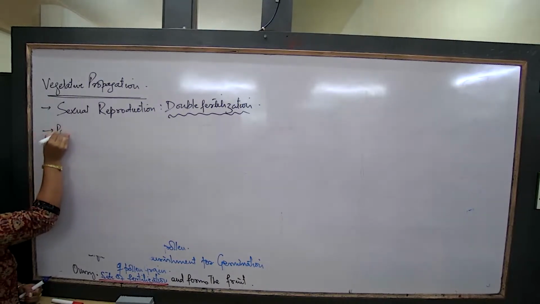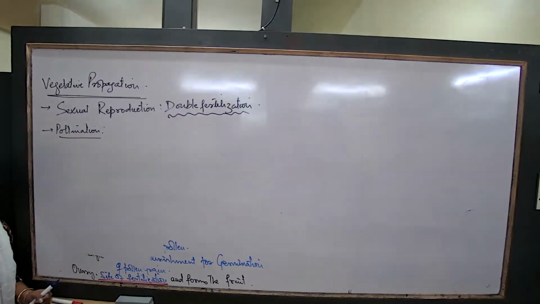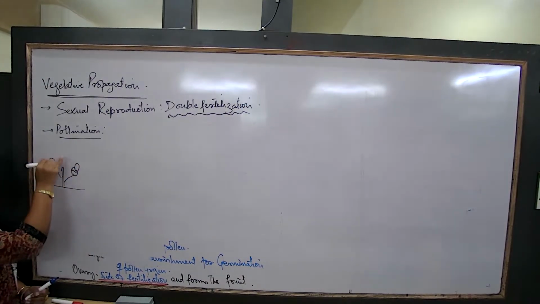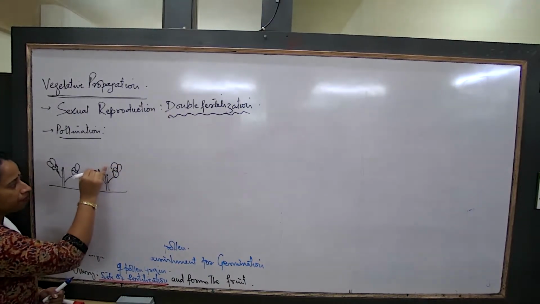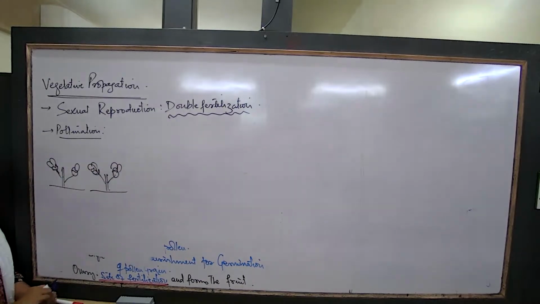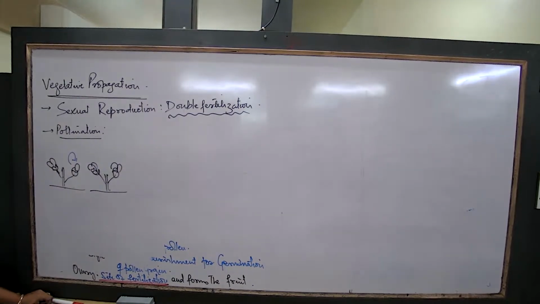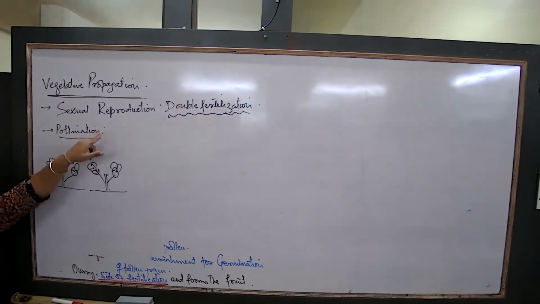So now, what is the definition of pollination and what are its types? What are its agents? When we are talking about the process of pollination, say suppose this is the process of pollination taking place in certain flowers. Now what is the definition of pollination? That's a standard definition, you write: transfer of the pollen grain from the anther to the stigma.